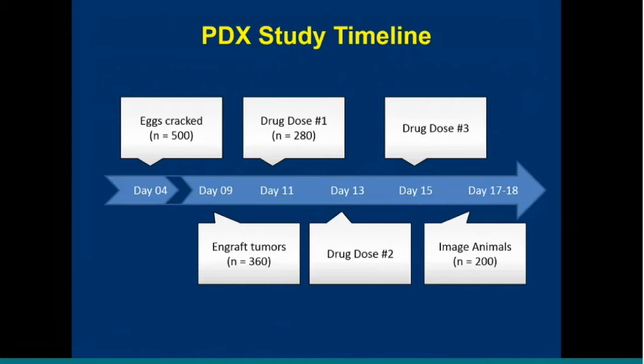And then on day 11, we begin the first dose of topical drug. And we typically lose about, I'd say at most, 20% of our animals. So in this example, we have about 280 animals left. This course of topical drug dosing continues every 2 days, so day 13, day 15, until imaging on day 17 to 18, where we have on the order of 150 to 200 animals.